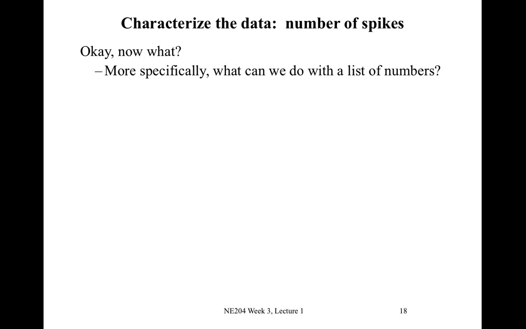Okay, so that's fine. We've compressed our data a bit more. We're just representing the number of spikes in a trial. Now what? What can we do with this list of numbers, the number of spikes in each trial? So here it is, the list of numbers: number of spikes in trial 1, trial 2, all the way up to trial K. We have this list.